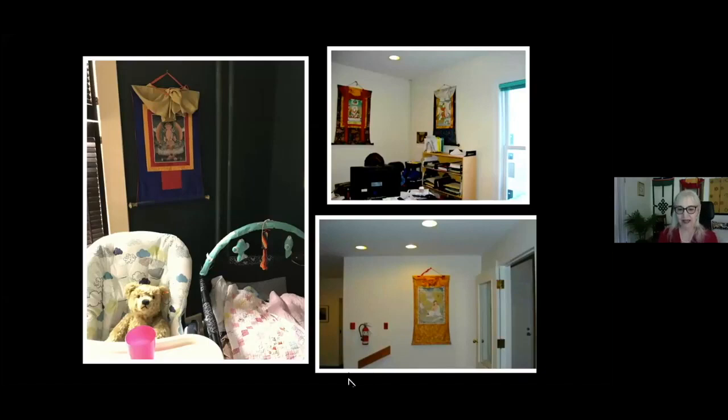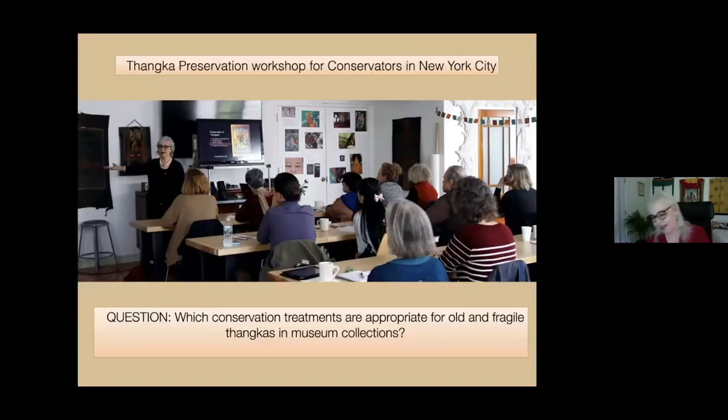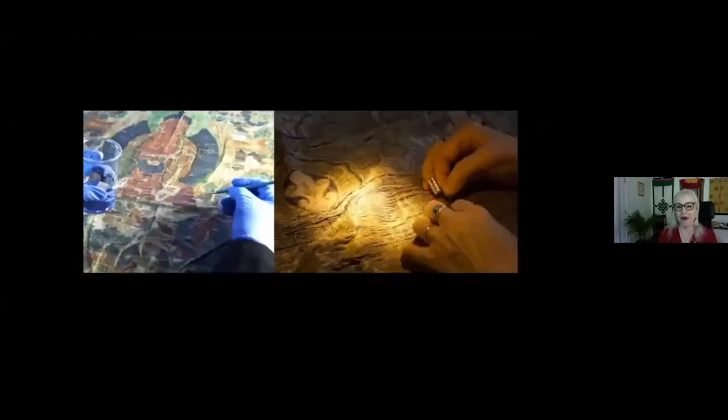Risk assessment, please. Treatment options. Question, we're near the end of our time. I wish we had another hour. Conservation treatments for both the painting and the textile.